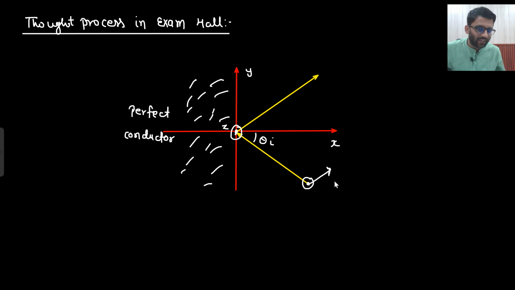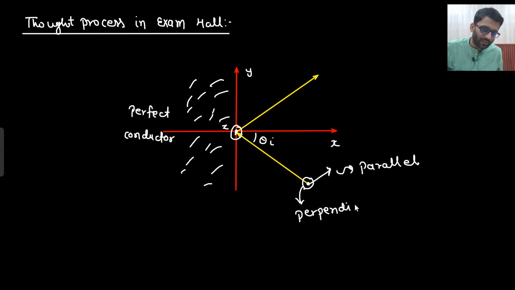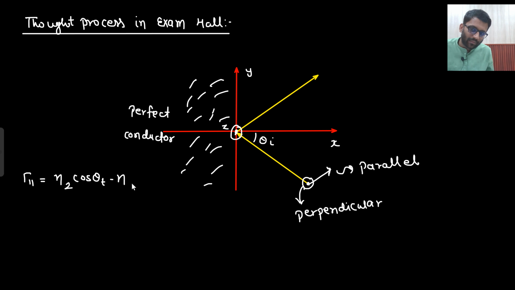Now this electric field is the case of parallel polarization, and this electric field is the case of perpendicular polarization. Now I remember the formula for both parallel polarization and perpendicular polarization. What are those formulas? Neta 2 cos theta t minus neta 1 cos theta i, divided by neta 2 cos theta t plus neta 1 cos theta i.